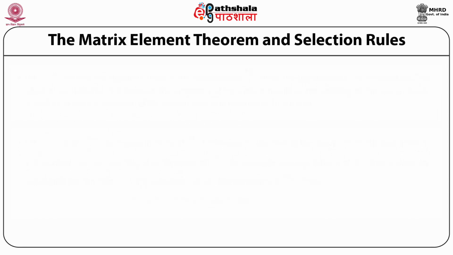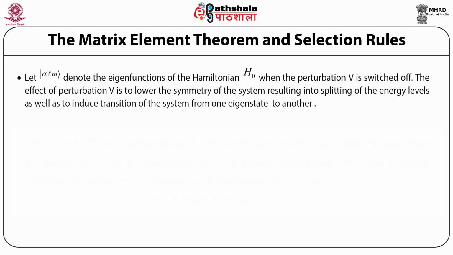We now discuss the matrix element theorem and the selection rules. Let α Lm denote the eigenfunctions of the Hamiltonian H naught, that is the unperturbed Hamiltonian. When the perturbation V is switched off, α Lm are the eigenfunctions of the unperturbed Hamiltonian. The effect of perturbation V is to lower the symmetry of the system, resulting in the splitting of the energy levels, as well as to induce transition of the system from one eigenstate to another.